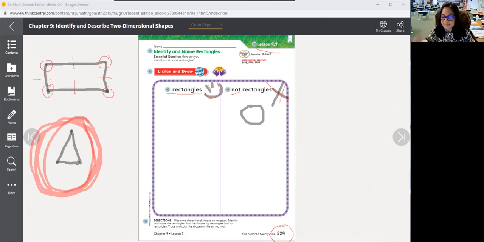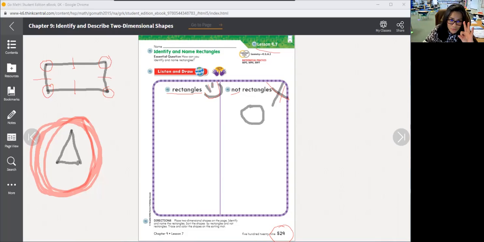I can't hear you, honey. Speak nice and loud. Because it's a triangle. But tell me, what's one thing that you notice, it's not a rectangle? What does a rectangle have to have? 3 sides? A rectangle has to have 3 sides?